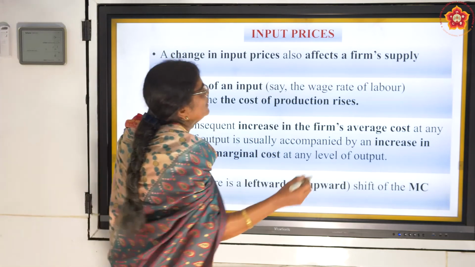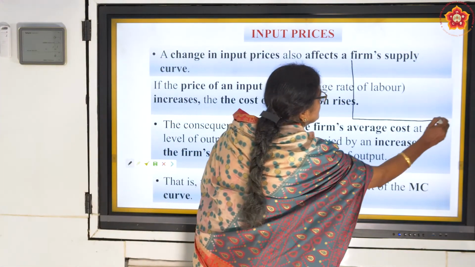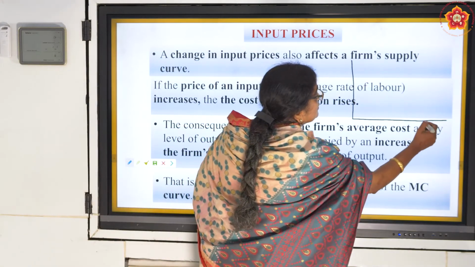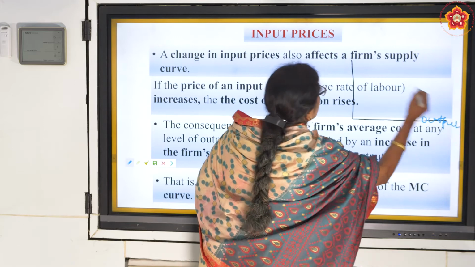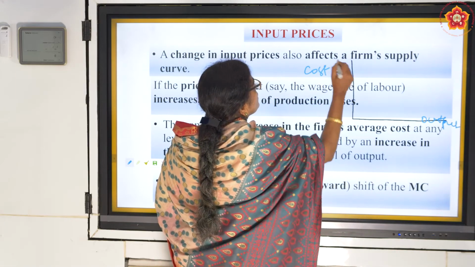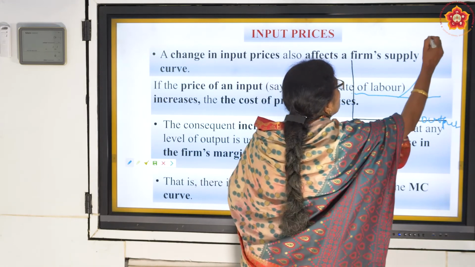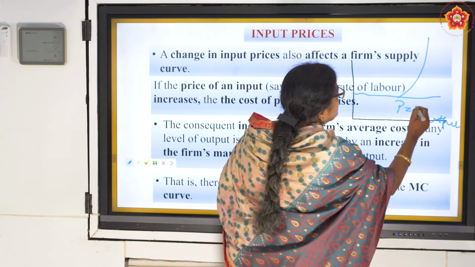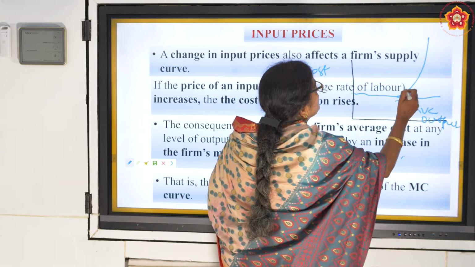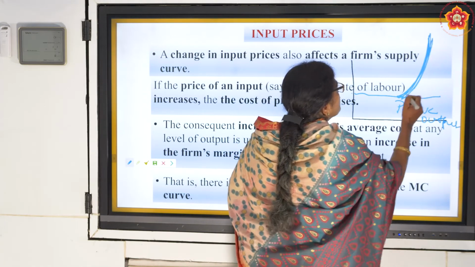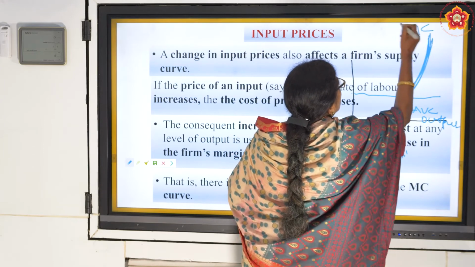I can explain with the diagram here. This is output. This is cost. You know that our marginal cost curve, where price is equal to marginal cost. This is the cost supply curve also. Supply curve is nothing but a part of the marginal cost curve.